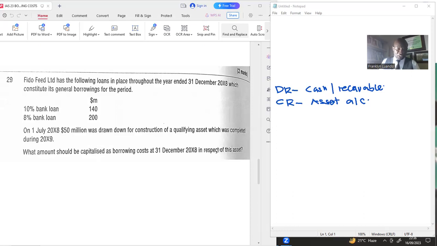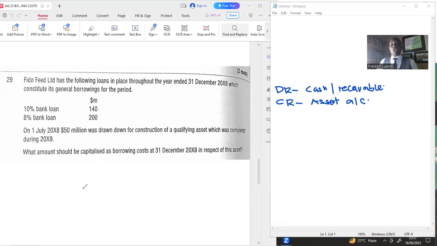Now we are going to look at the question which is on the screen. Feed Limited has the following loans in place throughout the year ended 31st December 2008, which constitute the general borrowings for the period. So we have a 10% loan, and that is 140, and an 8% bank loan, that is 200.